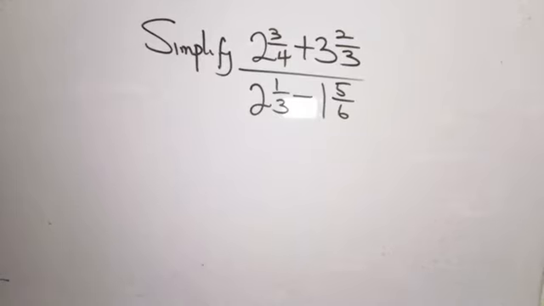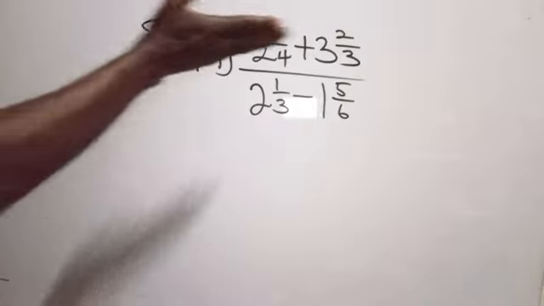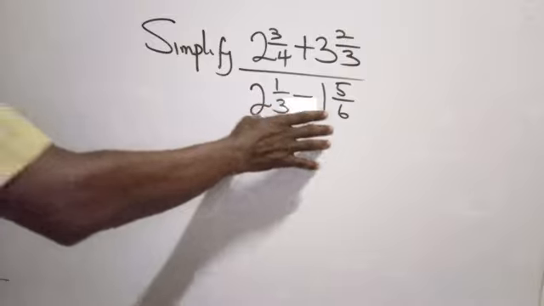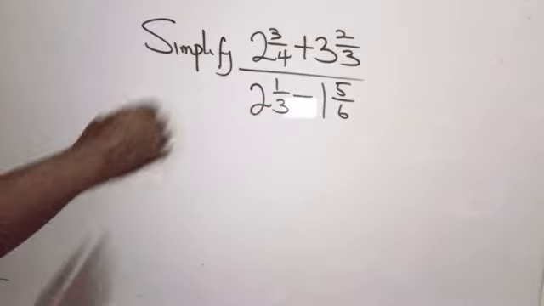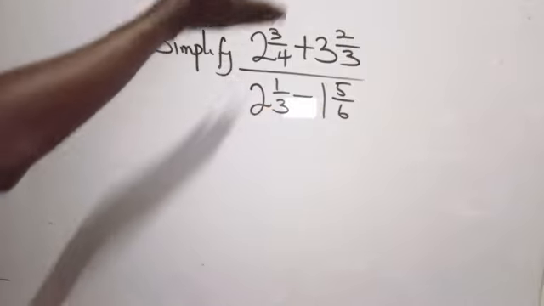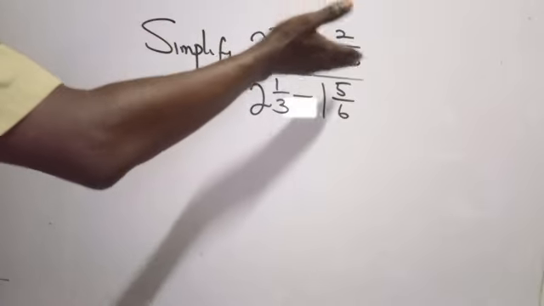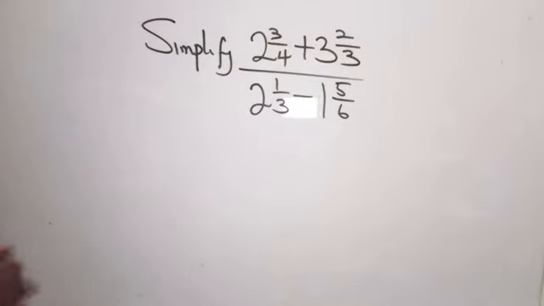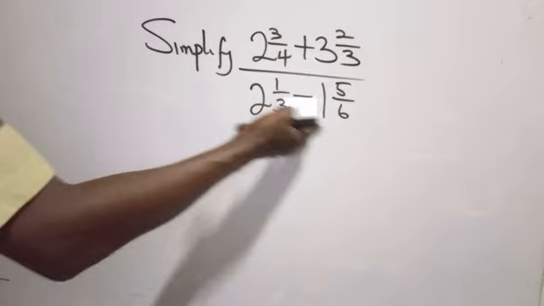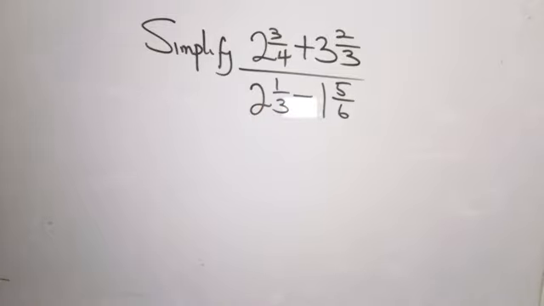Hello, we want to simplify this fraction. This is a question from fractions. We have the numerator of the fraction and we have the denominator of the fraction. Each one is a fraction: the upper one, which is called the numerator, is a proper fraction, and the one below, which is also a fraction, is a proper fraction.